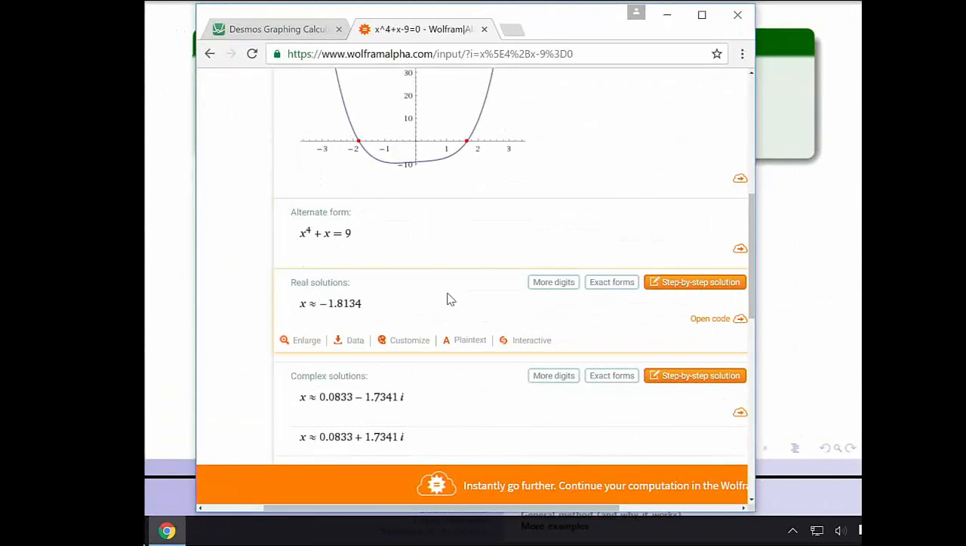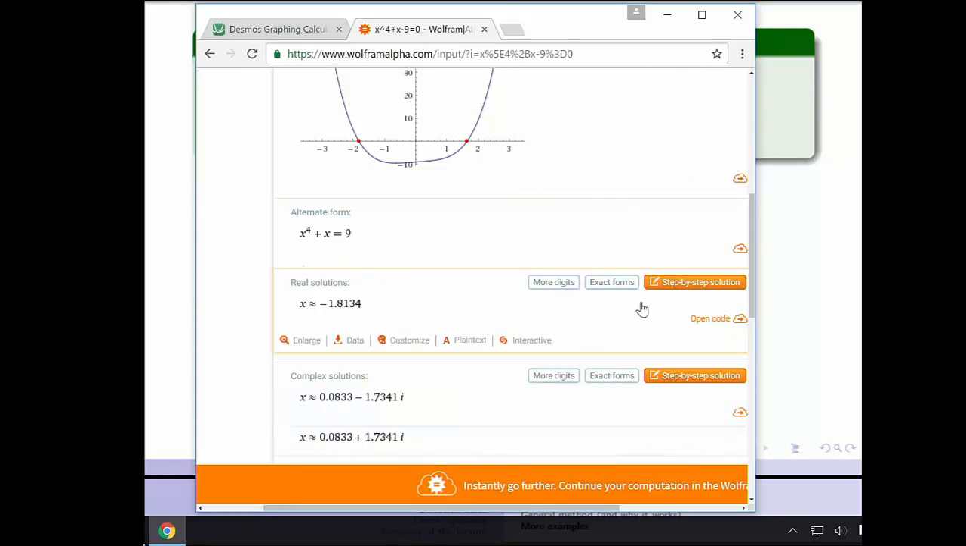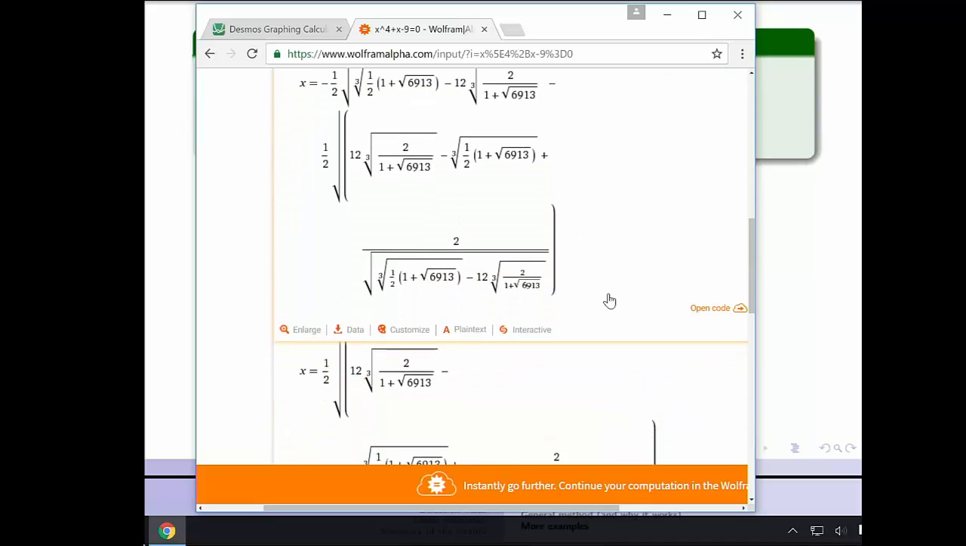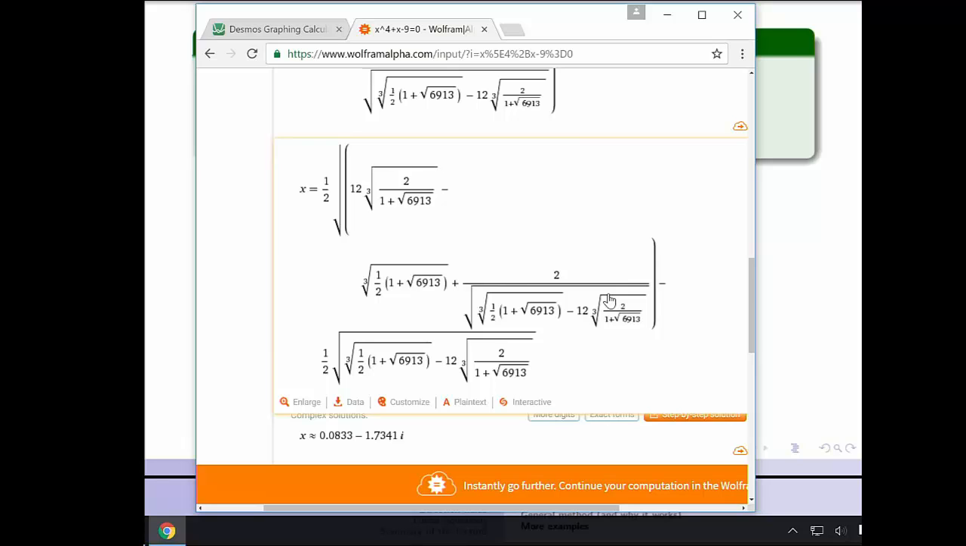Well, by the way, if you want to find the precise value here, it is possible since the equation is quartic, it's of degree 4, theoretically it is solvable, but the exact answer is kind of scary. So here is the exact answer, the exact value of this number.